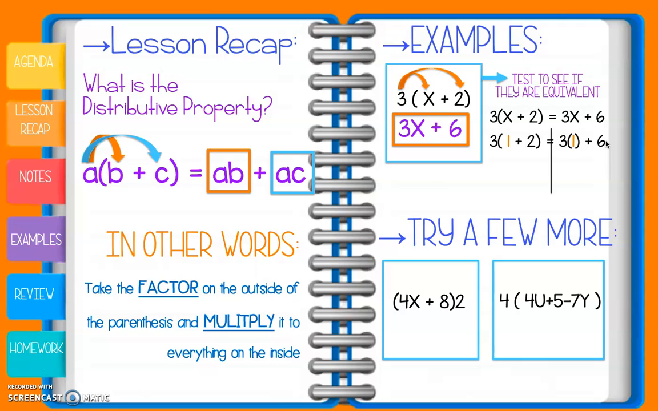Using the order of operations, the first thing we do on the expression on the left is our parentheses, which is 1 plus 2, giving us 3. So now we have 3 times 3, which is 9, and we're done on this side. On this side, we have multiplication and addition. We multiply first, so 3 times 1 is 3. Now we add our 6. 3 plus 6 is 9. Both sides gave us 9. Therefore, we know that we generated an equivalent expression.